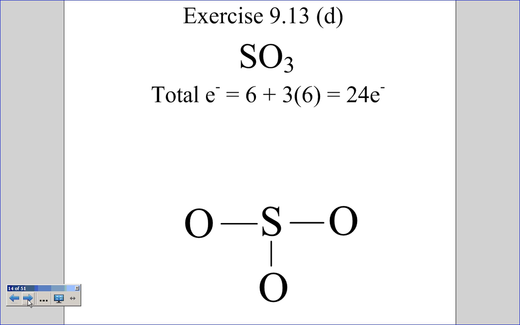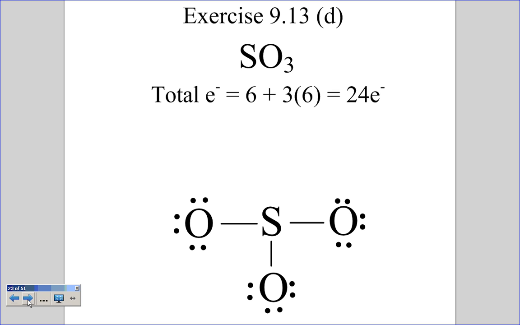I connect them with lines. Each line is 2 electrons, so I've just used 6. There are 18 electrons left. I start putting them around the outside in pairs, working my way around until I get all the way here, and at this point I am out of electrons. That's 24 total electrons.